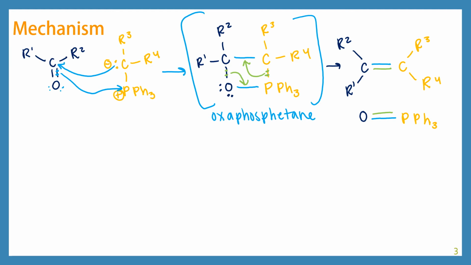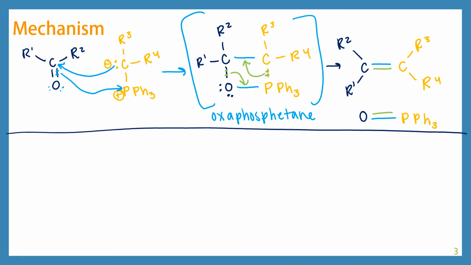So in an actual example, we're going to take cyclohexanone and react with methyl triphenylphosphonium. We're going to have the same reaction arrows that we had previously. The ylide carbon attacks the carbonyl. The electrons in the pi bond of the carbonyl bond are going to attack the positively charged phosphorus of the ylide.